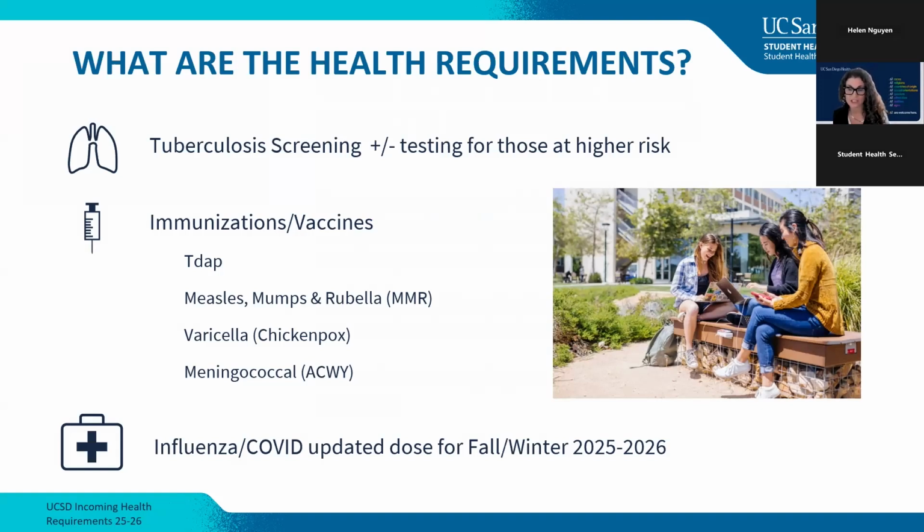With our immunization and vaccines, we're wanting prevention. So we're looking at Tdap, measles, mumps and rubella, chickenpox, and the meningococcal ACWY vaccine at preventing these illnesses. And then vaccines that are due once you're at school include influenza and COVID vaccines because these are released. New doses are released every fall. So we give you additional time for those ones.